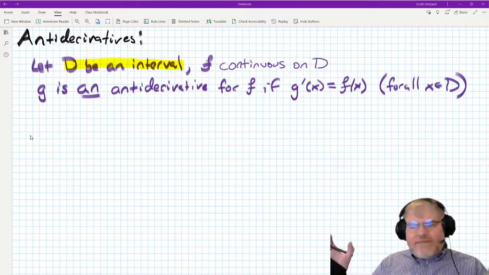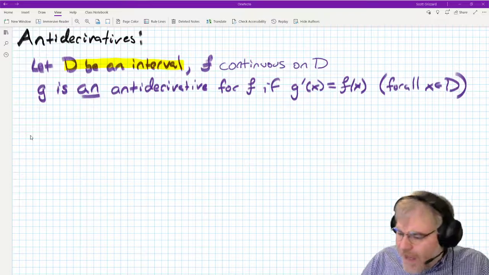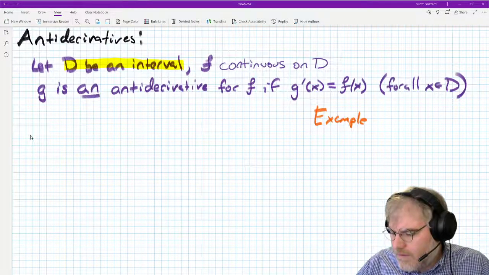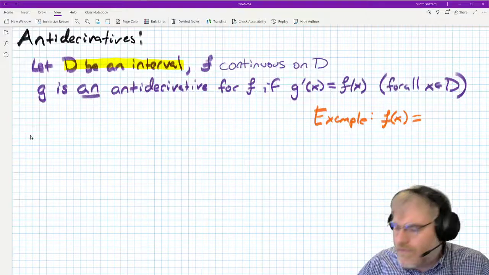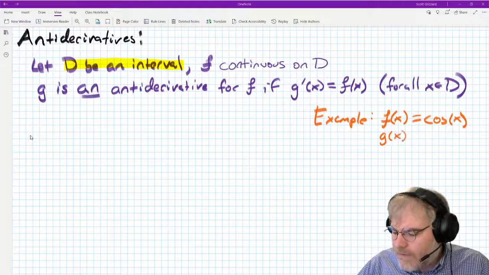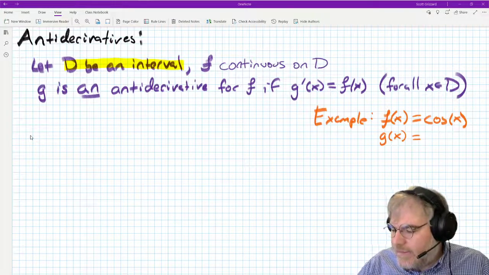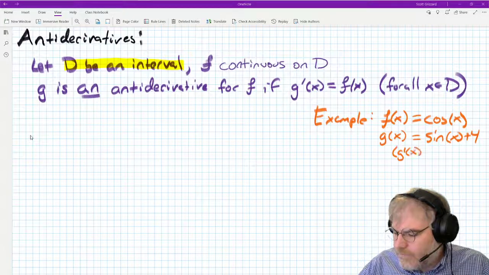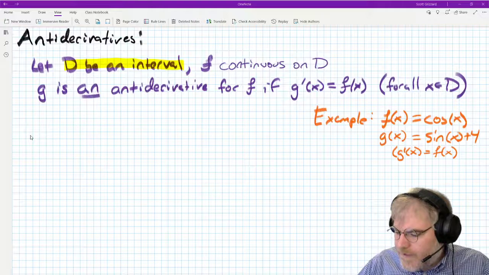Okay, an antiderivative is just any function whose derivative is that. So, for example, if f of x equals cosine of x, an antiderivative would be sine of x plus 4. And the domain D would be negative infinity to infinity, because this thing is defined everywhere.